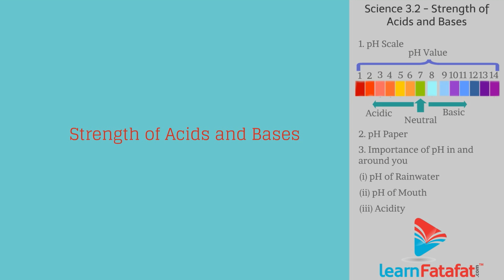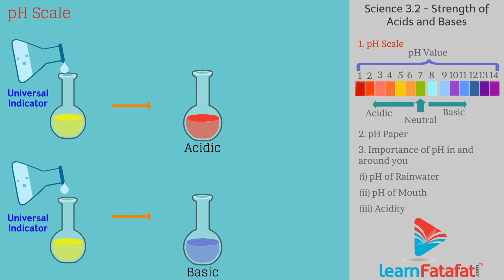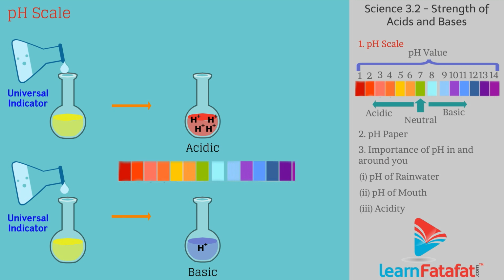Strength of acids and bases. pH scale. With the use of universal indicator, the nature of the solution can be obtained. And to measure the hydrogen ion concentration in the solution, pH scale is developed.